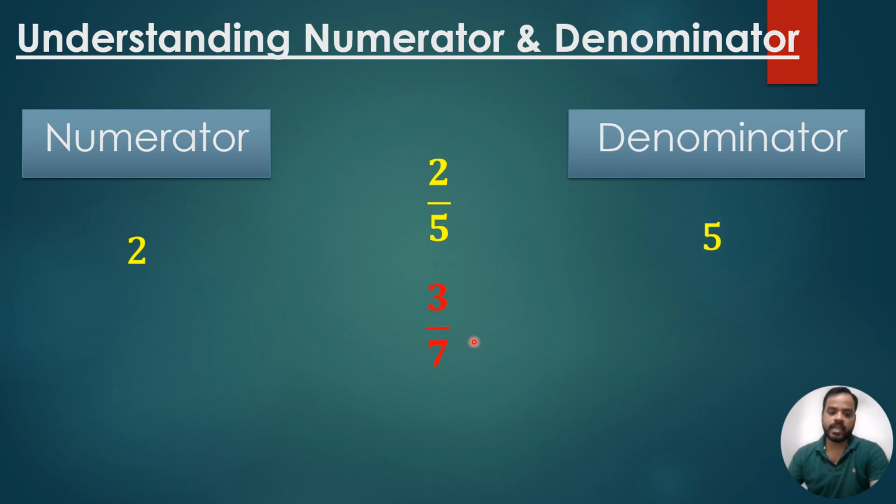Again we take another example. The fraction is 3 by 7, where 3 is the numerator and 7 is the denominator. We take another example, 9 by 11. Here 9 is the numerator and 11 is the denominator.